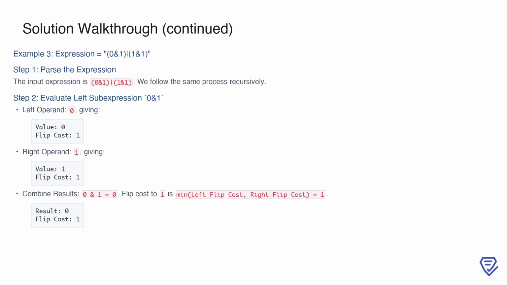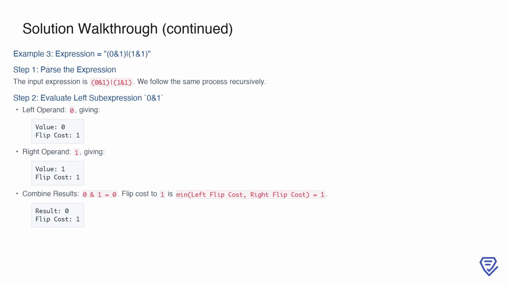In this third example, the expression is (0 & 1) | (1 & 1). We begin by parsing it into its two sub-expressions, 0 & 1 as the left sub-expression and 1 & 1 as the right sub-expression. First, we evaluate the left sub-expression, 0 & 1. For the left operand 0, the value is 0, and the flip cost to change it to 1 is 1. For the right operand 1, the value is 1, and the flip cost to change it to 0 is also 1. Combining these using the AND operator, the result of 0 & 1 is 0.